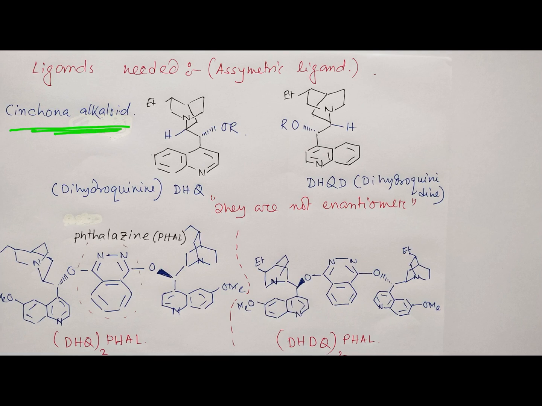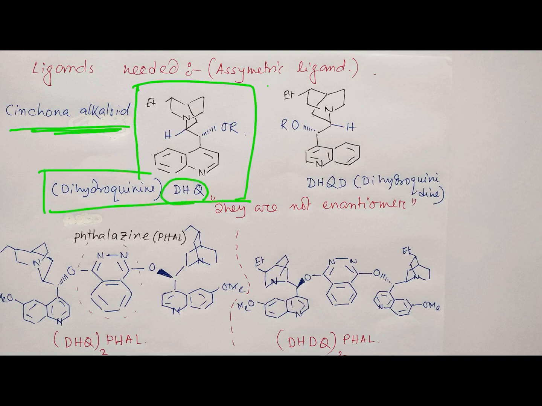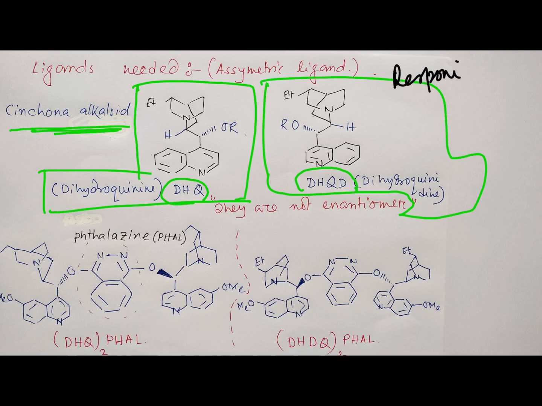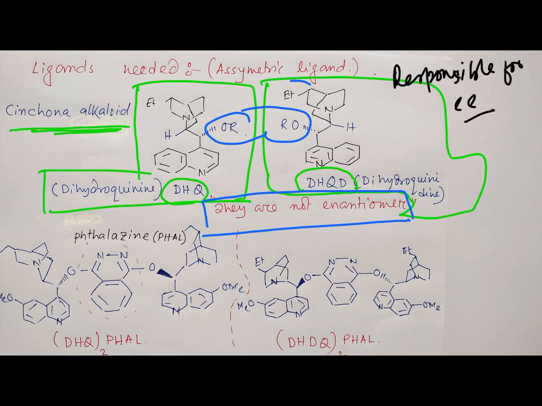From the cinchona alkaloids we find two types of ligand. One is dihydroquinine, abbreviated as DHQ, and another is dihydroquinidine, this one, abbreviated as DHQD. If you use these two in the reaction mixture separately, it will result in a different enantiomer. Keep in mind, every other condition will be the same. So for chirality, these two are responsible for EE. Sometimes people get confused: are they enantiomers? No, they are not enantiomers. Just look at the ethyl group: they are not in mirror image position, so they are not enantiomers.